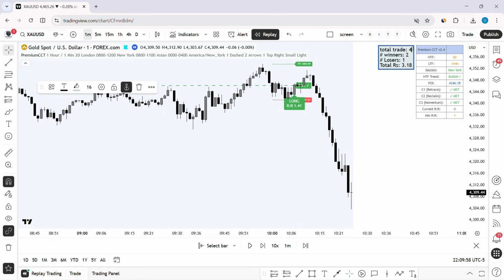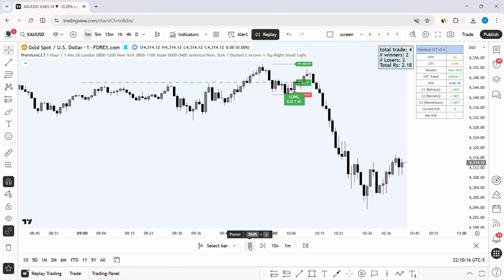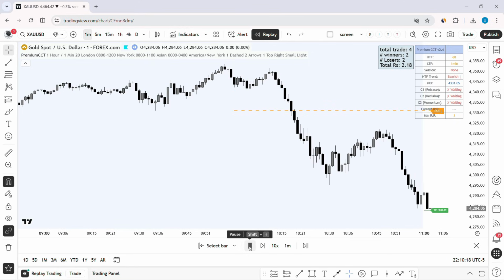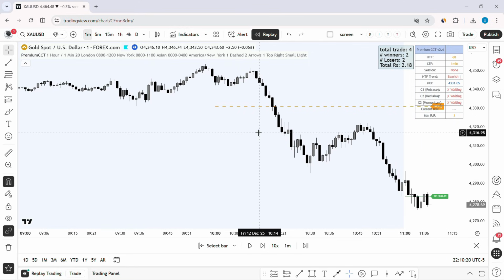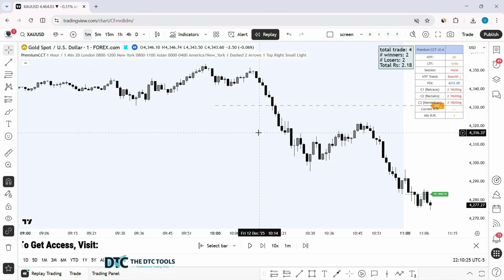We have 4 trades, 2 wins and 2 losses with 2.18 R total gain. Let's continue and see if another trade forms or not, and then we will go to the next day's New York session. So no other trade formed. Let's go to the next day and see if any trade formed.